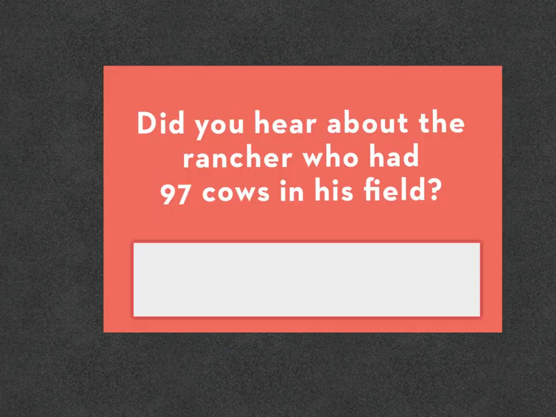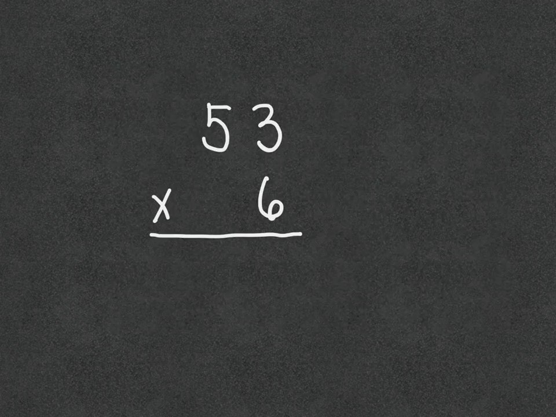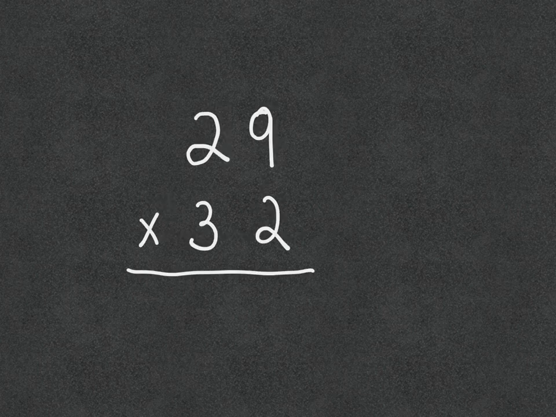Did you hear about the rancher who had 97 cows in his fields? Solve the next two questions to get to the answer. 53 times 6. What's the product? And I want to see your work tomorrow. 29 times 32. What's the product? Remember to show those partial products when you bring in your work tomorrow.